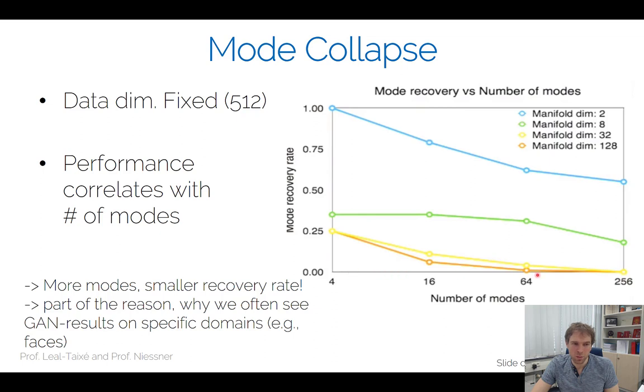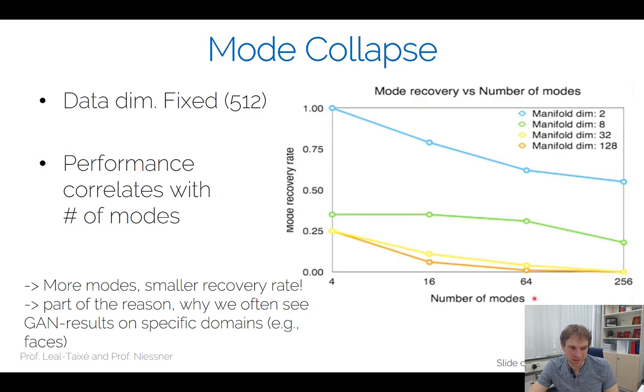If we have more modes, it's of course harder to recover all of them, meaning that the recovery rate will typically go down. What we're trying to measure here is the mode recovery versus the number of modes. So the performance correlates with the number of modes. If I have more modes, it will be harder. If my manifold dimension is high, like this 128, then this is even more extreme. If my manifold dimension is lower, this is a bit easier. So the higher my dimension, the harder.